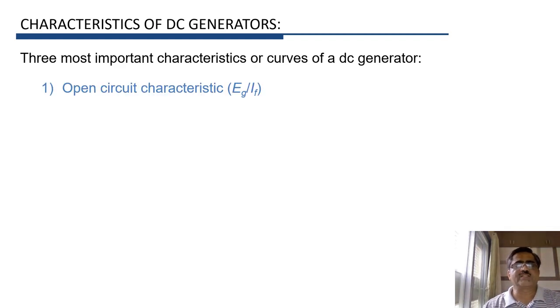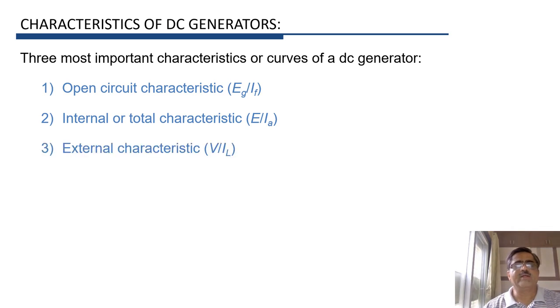First is open circuit characteristic. It is between generated EMF EG and the field current IF. Second characteristic is called as internal or total characteristic between generated EMF E and armature current IA. And the third important characteristic is the external characteristic, which is drawn between the terminal voltage V and load current IL.